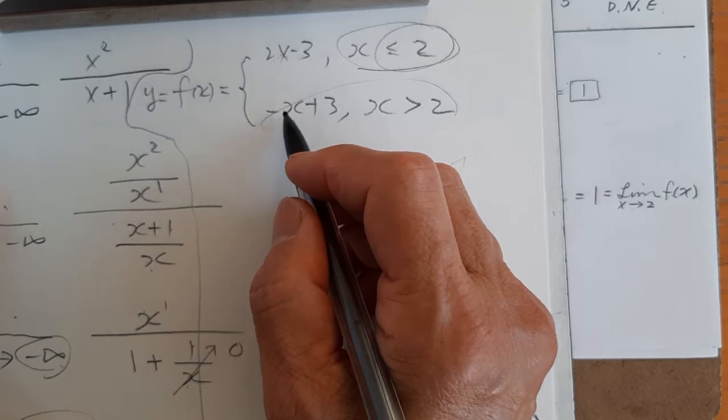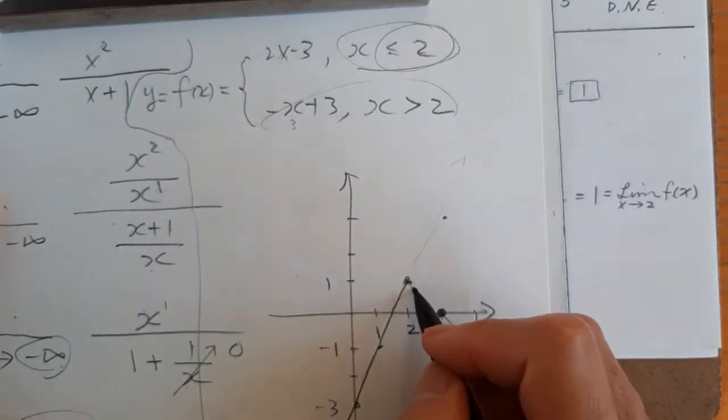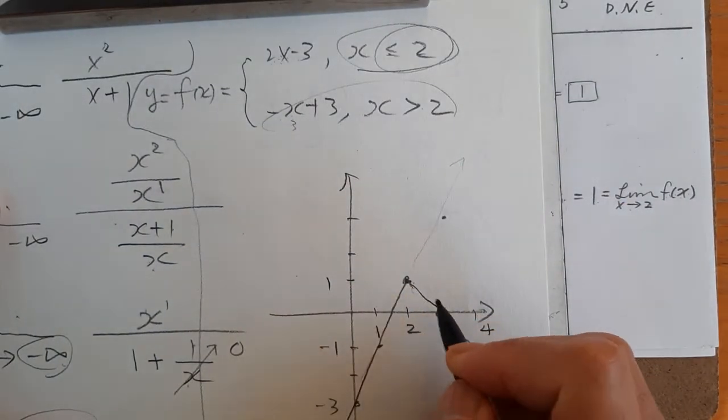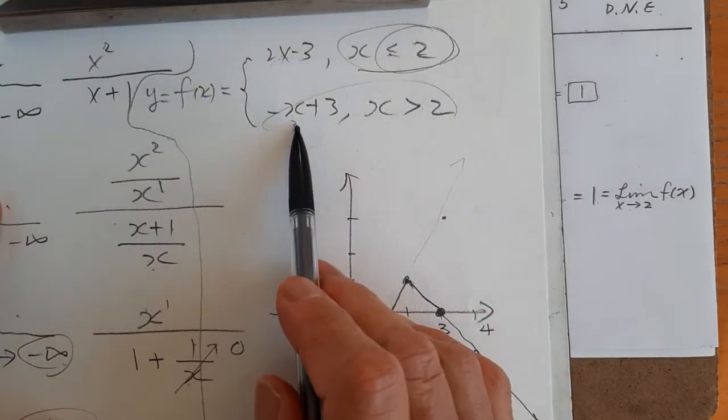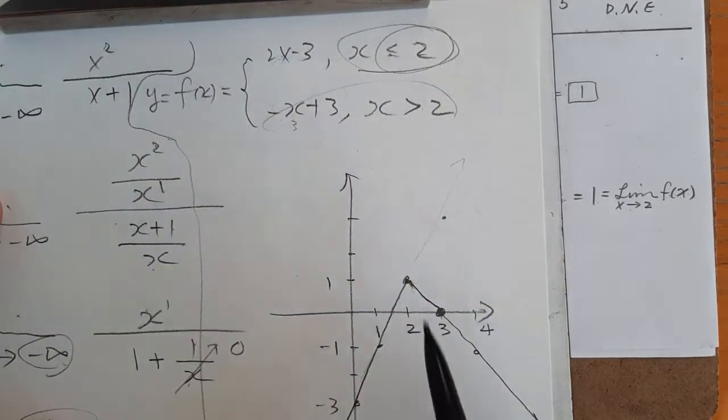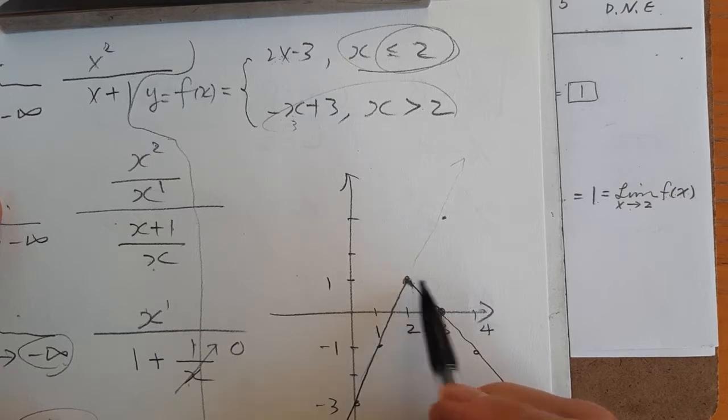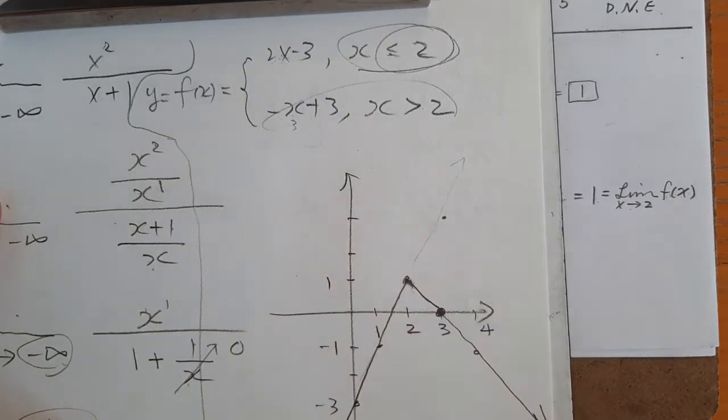So if you use 2, plug it in here, and you will get 1. -2 plus 3 is 1 here. So the graph is like this.